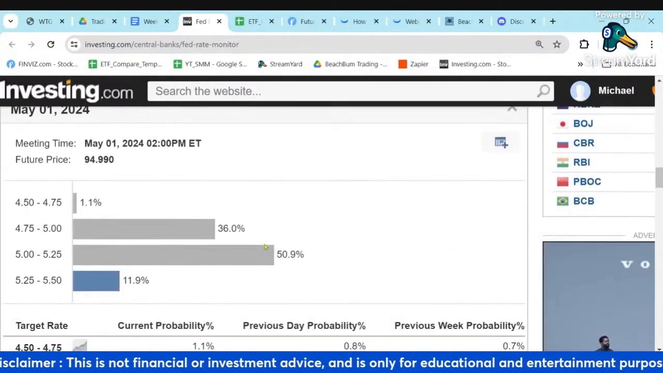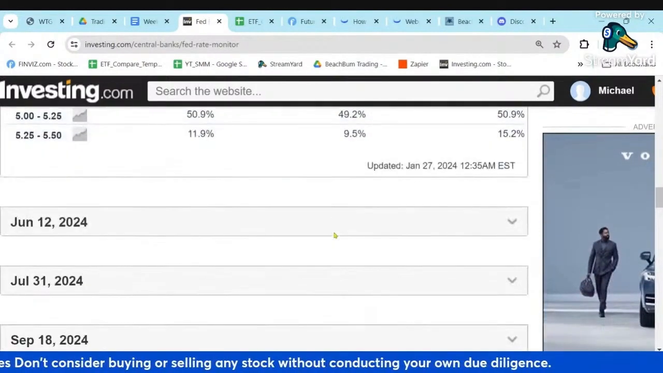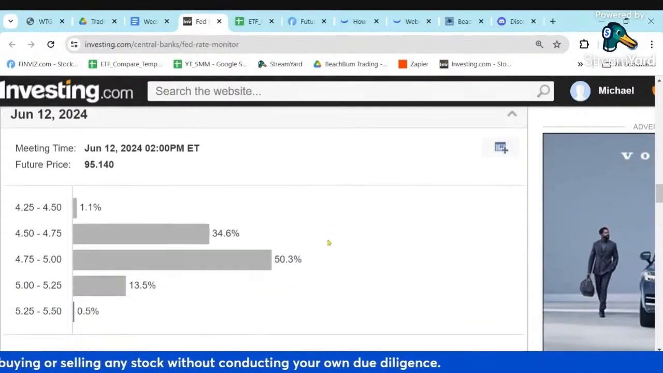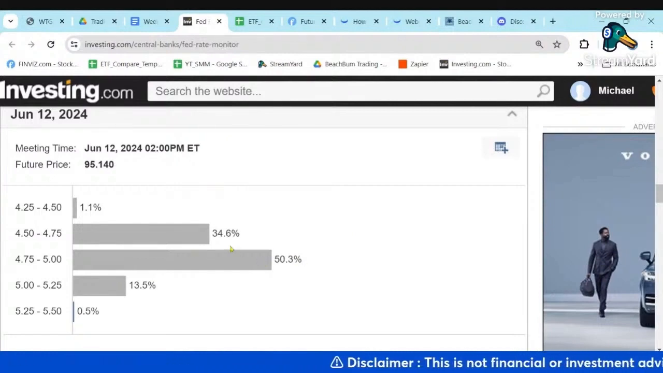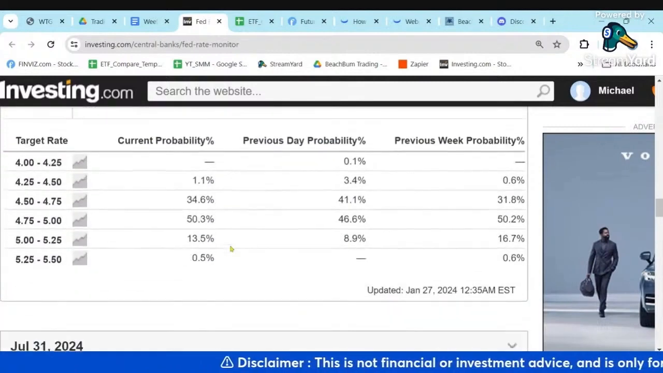So if we go out to May, we can see a 50% chance that they're going to do a quarter cut, and a 36% chance they're going to do two quarter cuts, or a half-point cut. Go out to June, and now we've got a 50% chance they'll do 2 cuts, and a 34% chance they'll do 3 cuts.